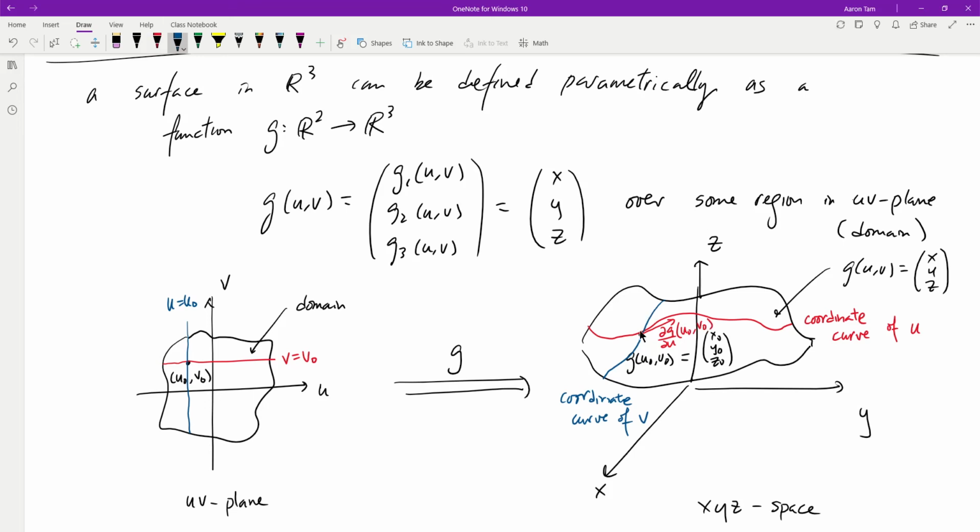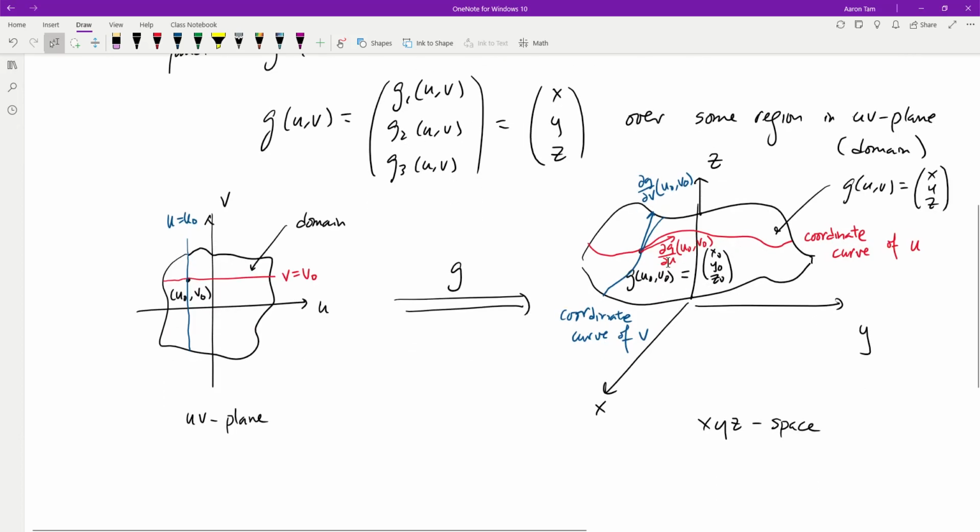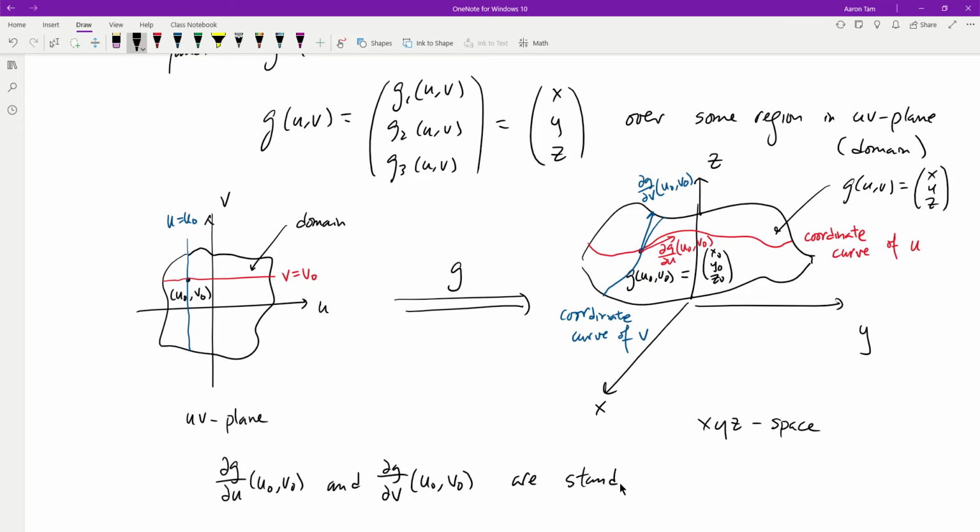And it might have a second derivative, dg over dv at u sub 0, v sub 0. So those are what we call the tangent vectors at the point g of u sub 0, v sub 0. So therefore, this picture shows that we have dg over du at u sub 0, v sub 0, and dg over dv at u sub 0, v sub 0. And they are basically called the standard tangent vectors for the surface at the point u sub 0, v sub 0.